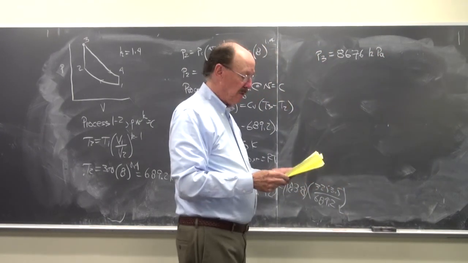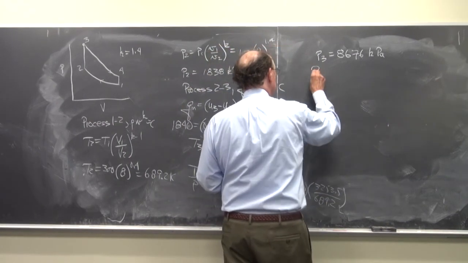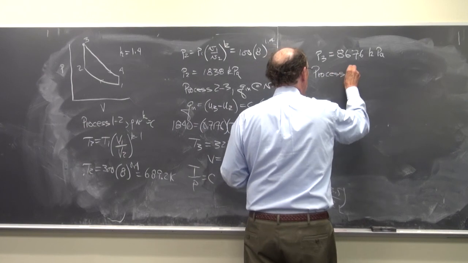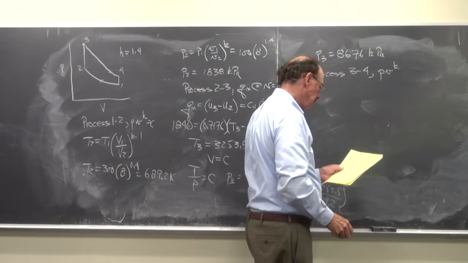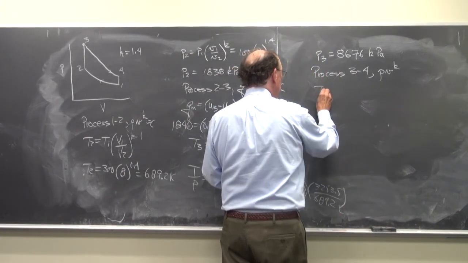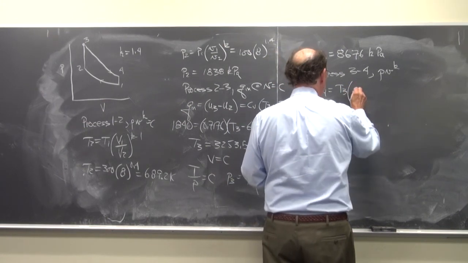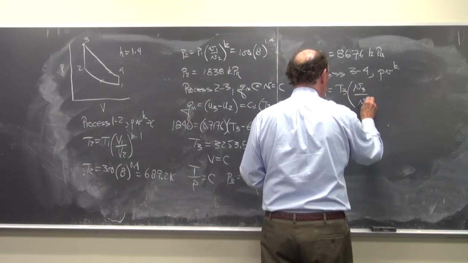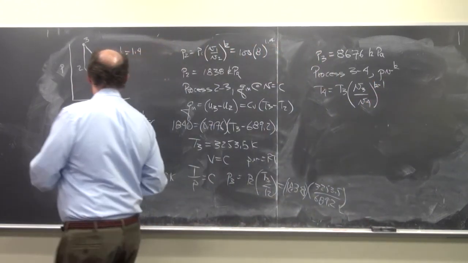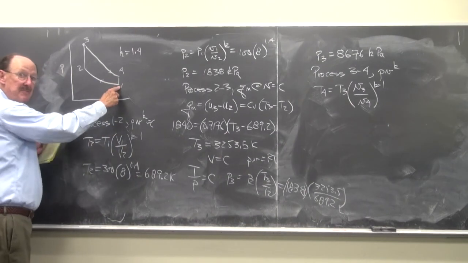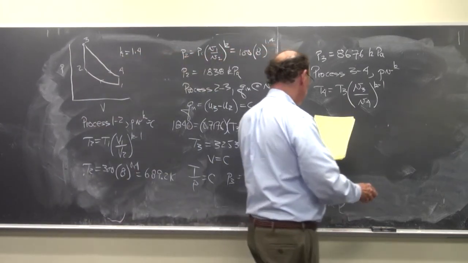And now we need to go the process from 3 to 4. Again, it's PV to the K, it's isentropic. So T4 is equal to T3 times V3 over V4 to the K minus 1. If we look, we see that V4 is the same as V1, and V3 is the same as V2. So this is 1 over R.